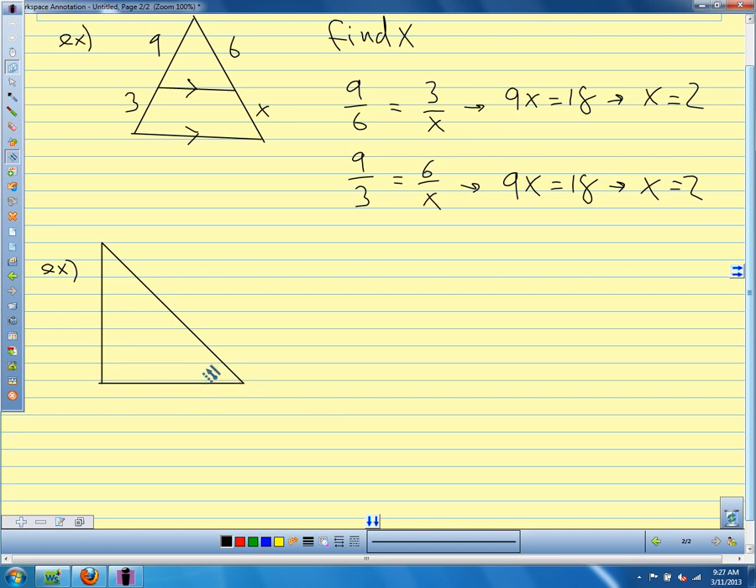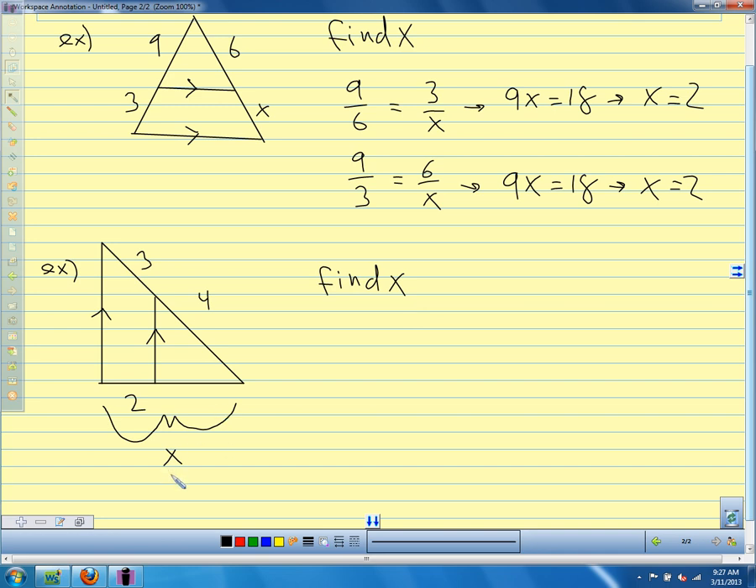So here's my triangle. Here's my segment that's going to be parallel to one side. And the arrows tell us that they're parallel. This is 3, this is 4, this is 2, and this is x. And we want to find x again. So we need to set up our proportions.